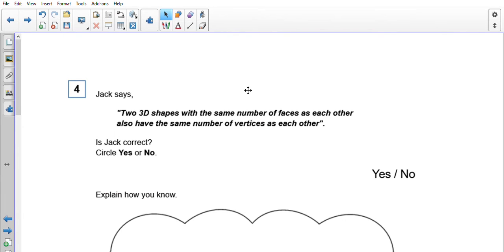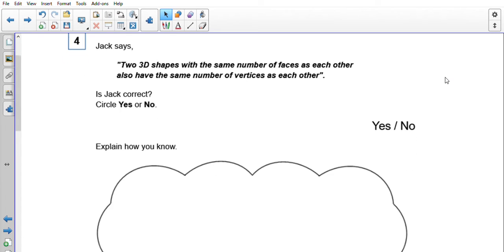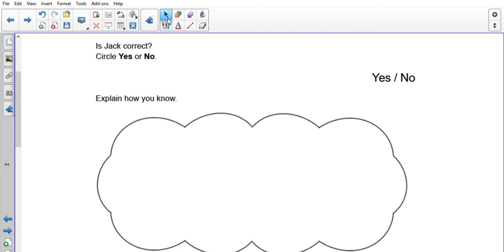Question number 4. Jack. Shout out to Jack. Jack says we have 2 3D shapes with the same number of faces as each other. They will also have the same number of vertices as each other. Is Jack correct? Yes or no? Unfortunately, Jack, on this occasion, you are not correct. No, you are not. With these questions, rather than writing a huge wordy example, the best option here is just to write some facts down and to kind of prove it.